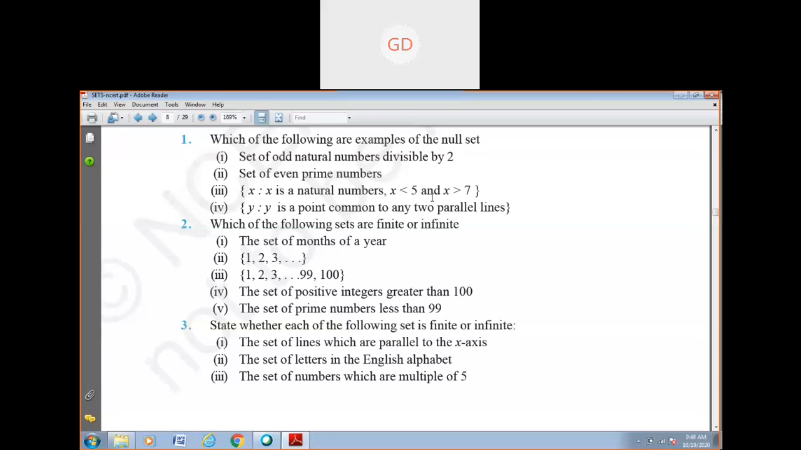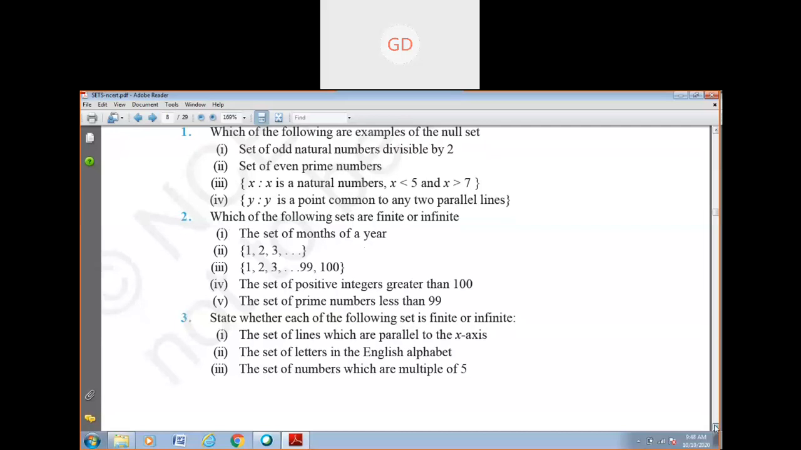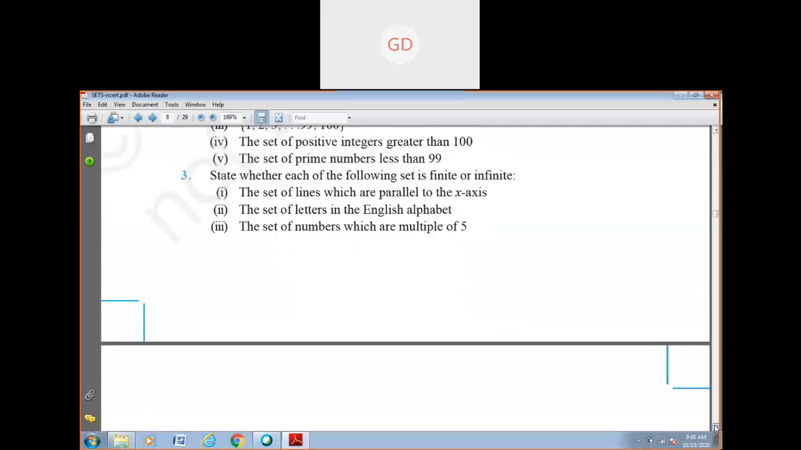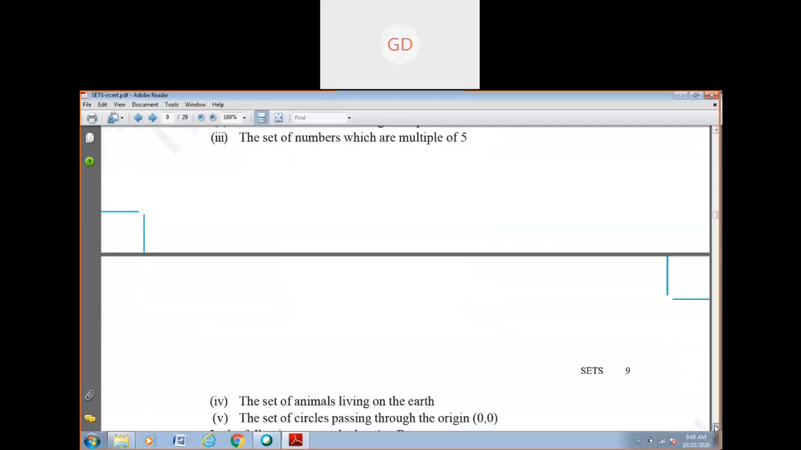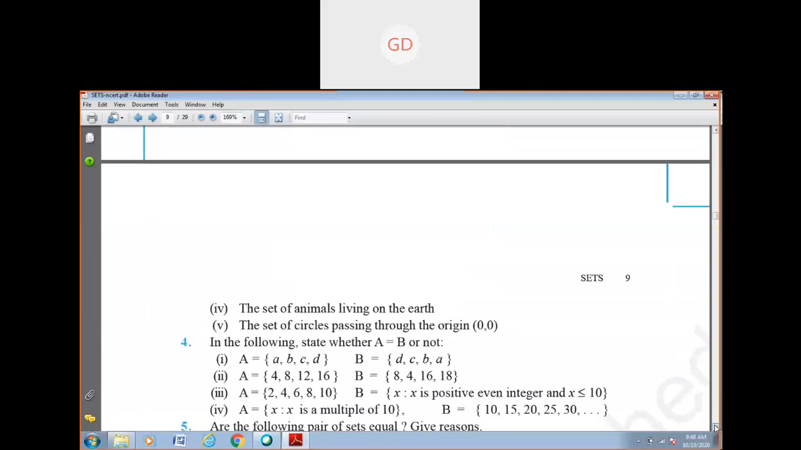The set of numbers which are multiples of 5. So infinite. Infinitely many numbers are there which are multiples of 5. The set of animals living on the earth. How many animals are there exactly living on the earth? It is difficult to say the appropriate number. It is very difficult, but after all, it is a number. Definitely, it is not infinite.